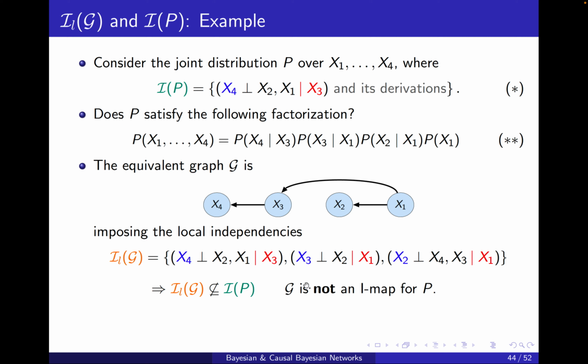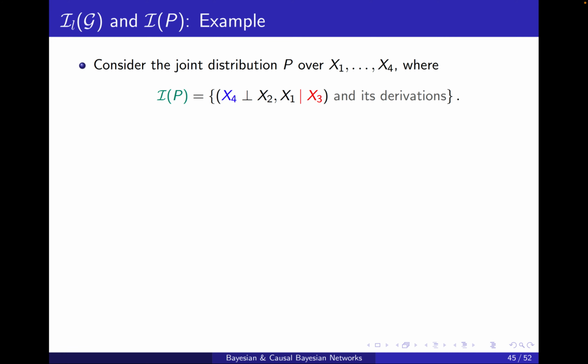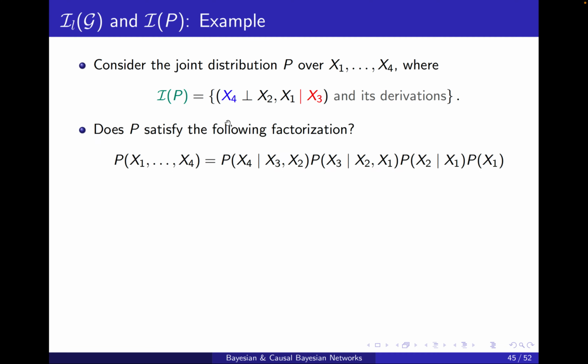Now, what can we conclude? So P does not satisfy the above factorization, because the theorem was an if and only if. And the exercise asks you to construct such a P, a distribution on X1 and X4, so that it satisfies star, but it doesn't satisfy double star. Okay, one last example. Consider again the same distribution with the same set of conditional independencies.